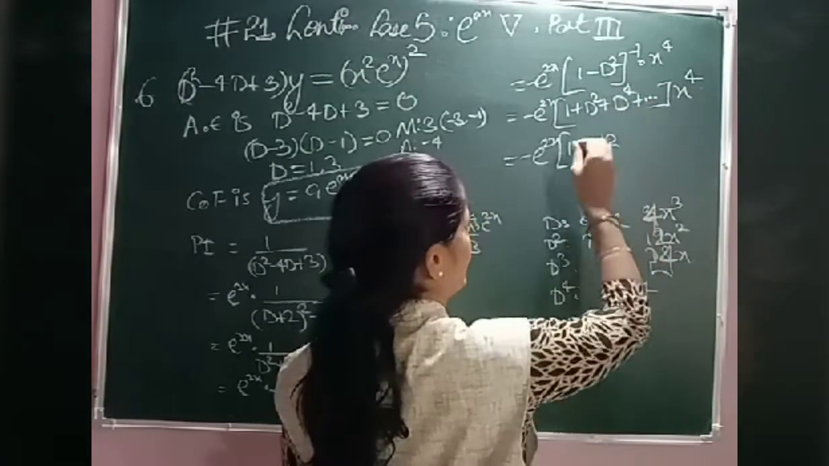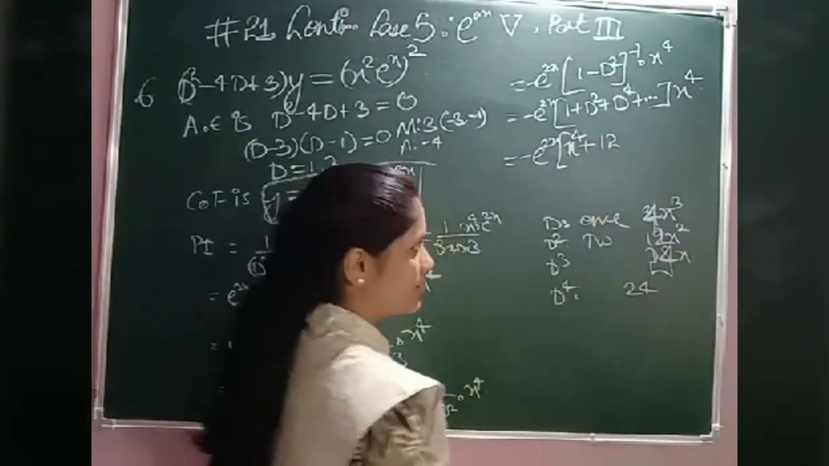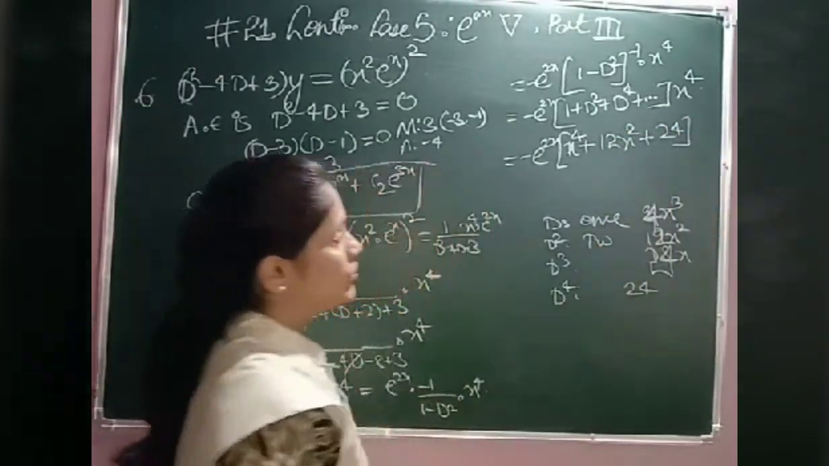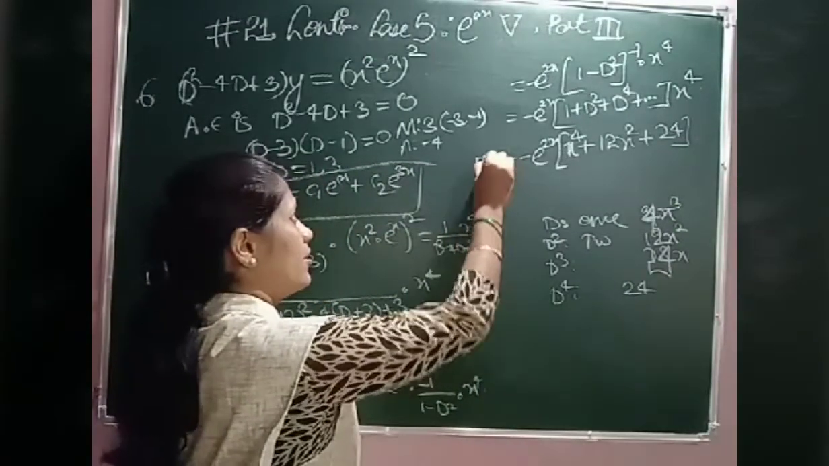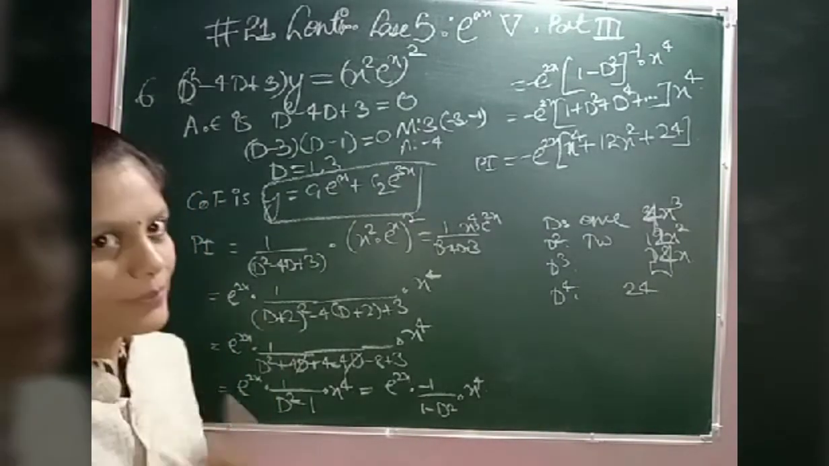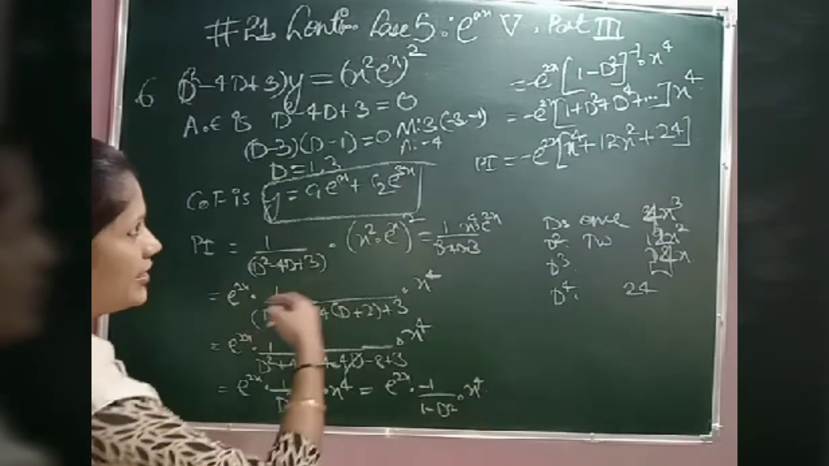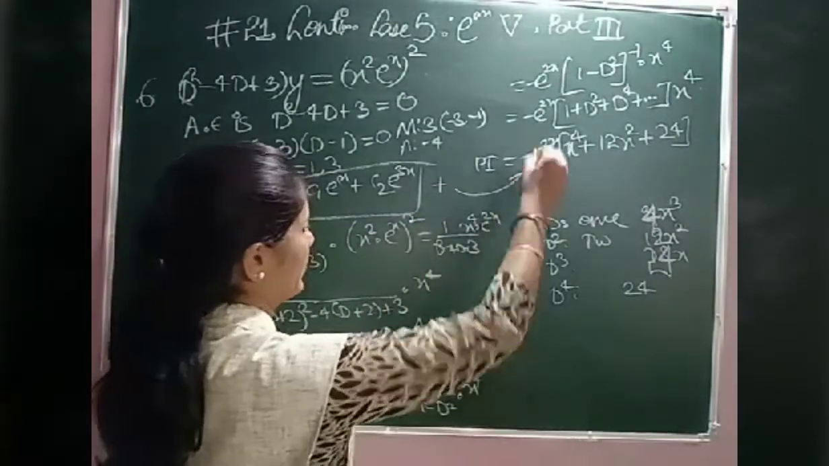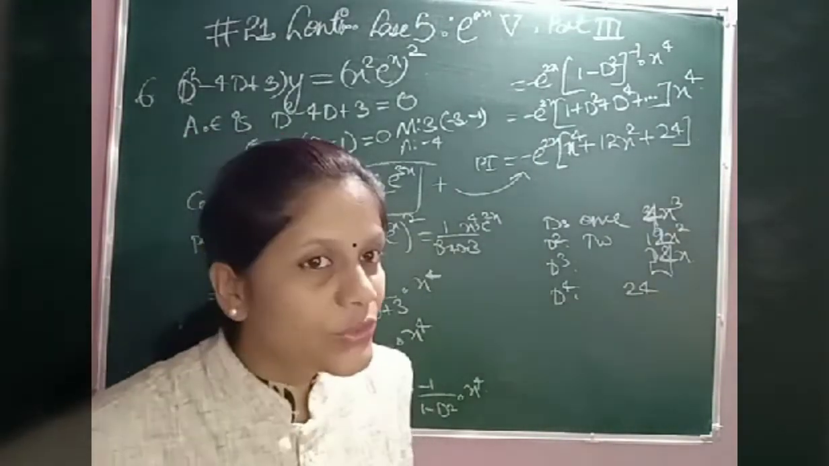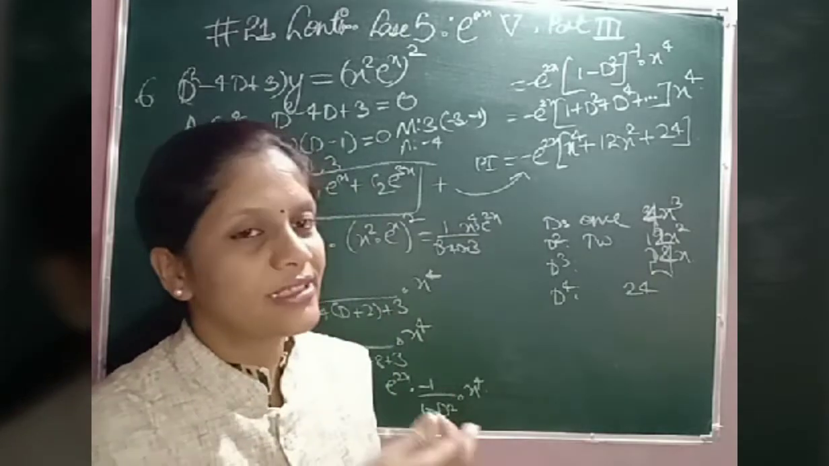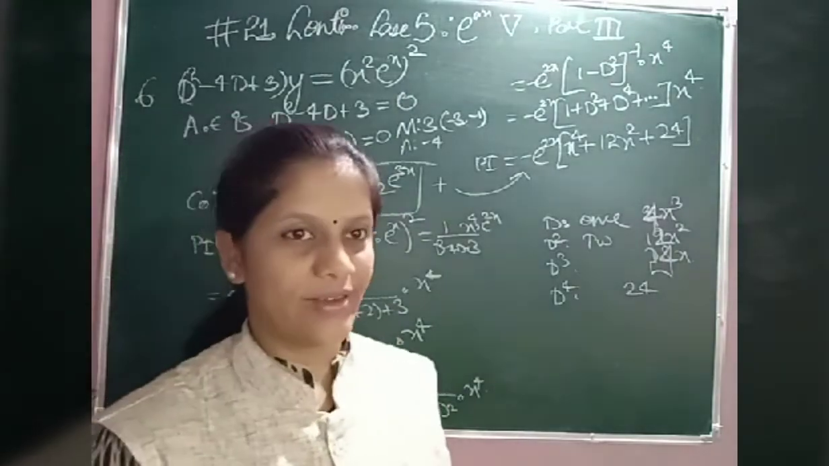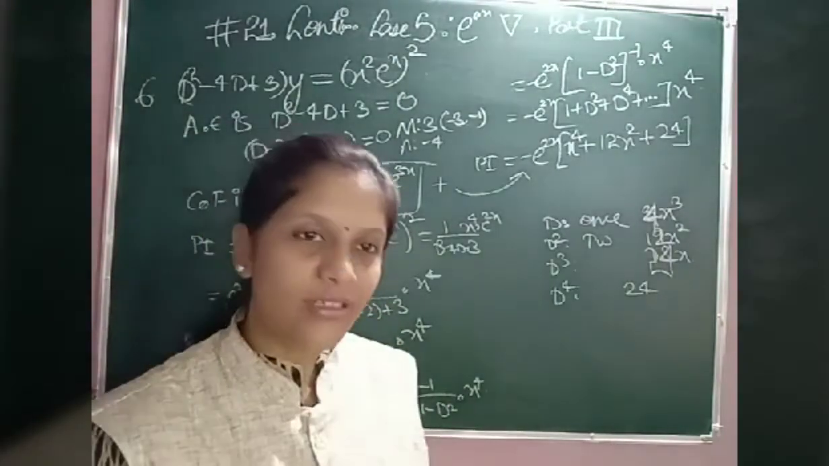So, 1 into x raised to 4: x raised to 4 plus 12x square plus 24. So, this is nothing but our PI. So, the complete solution is CF plus PI. CF plus our PI gives us our complete solution. So, even this question is an easy one. Just they have asked it in a different way: x square e power x whole square. Right? So, this is our solution.